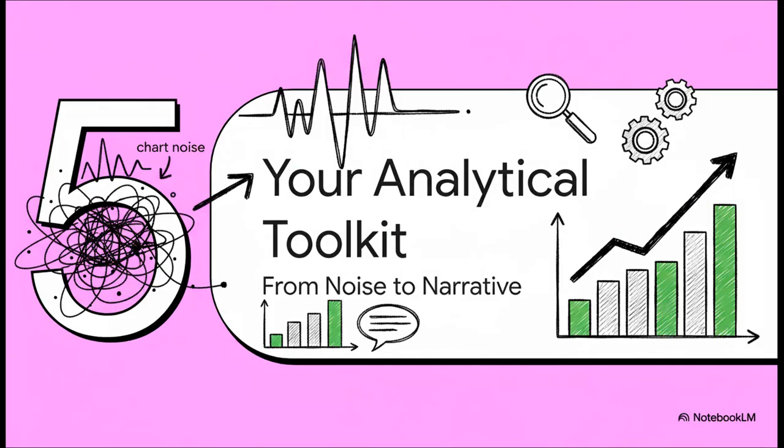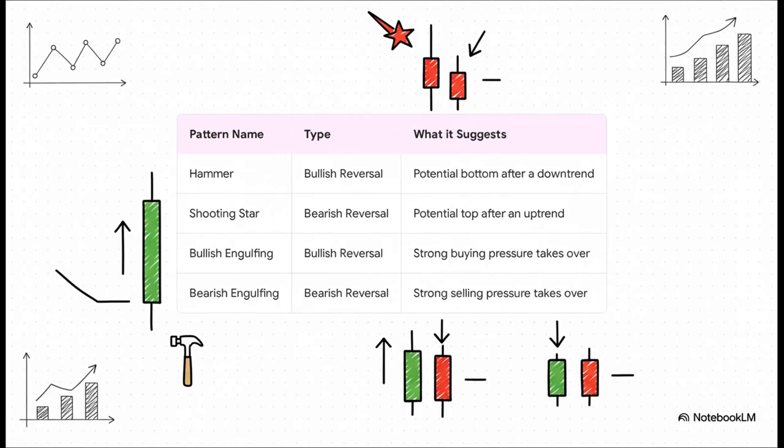All right, we've gone over the core ideas. Now let's pull it all together into a simple toolkit you can start using right away to turn all that chart noise into an actual story. So here are a few classic patterns to keep an eye out for. You've got the hammer. When you see this after prices have been falling, it can be a sign that buyers are stepping back in. The shooting star is its evil twin. You see it after a rise, and it hints that sellers are taking over. And then you have engulfing patterns. This is when one candle completely swallows the one before it. That's a really powerful signal that control has just changed hands, like immediately.